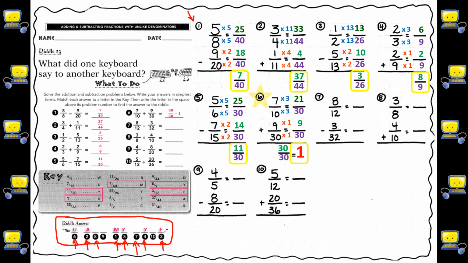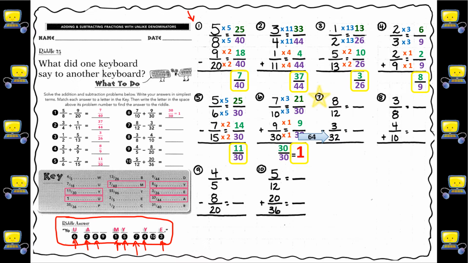Question number 9. Copy the problem down, solve it on a sheet of paper, and then when you're ready, unpause the video. 20 is our larger denominator. It is a multiple of 5, so I can use it.